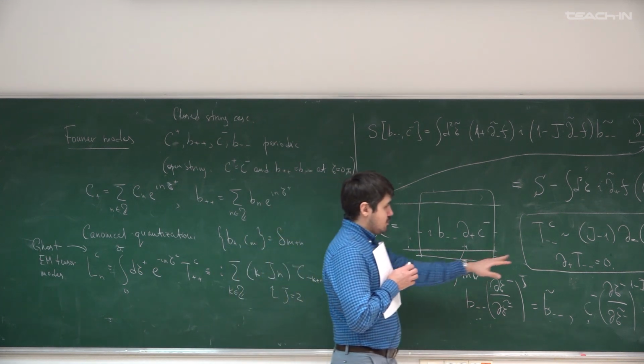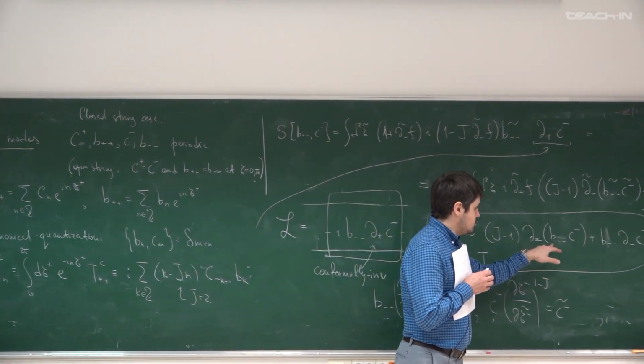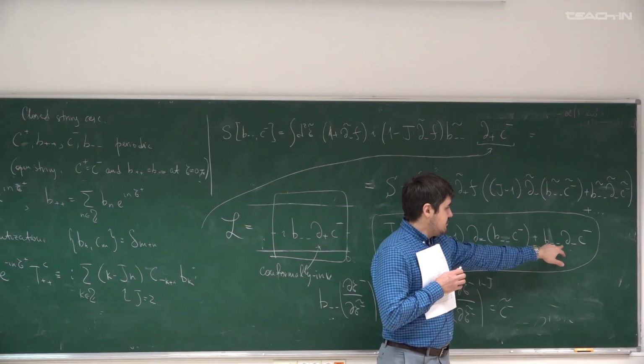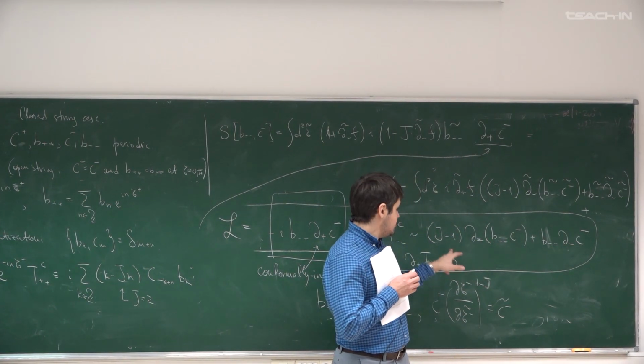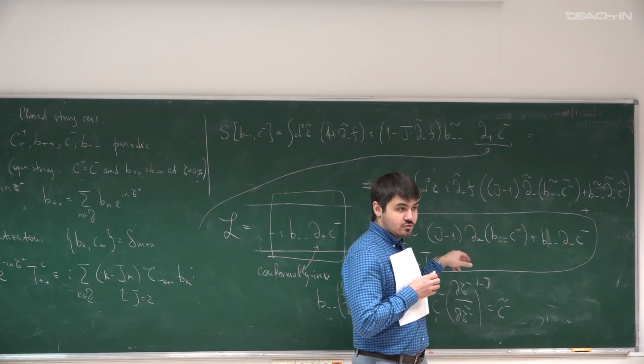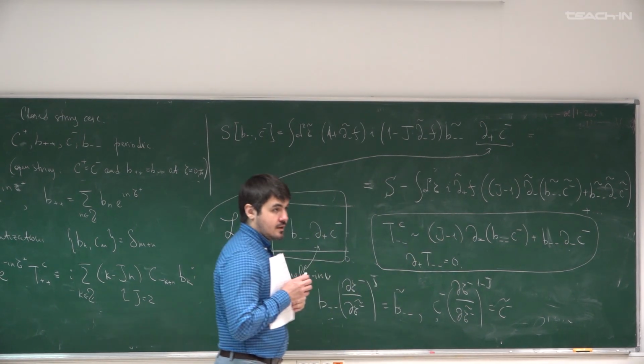So you see the energy momentum tensor roughly has two types of terms, where the derivative acts on C and the derivative acts on B. So the relative coefficient is what encodes J, effectively.